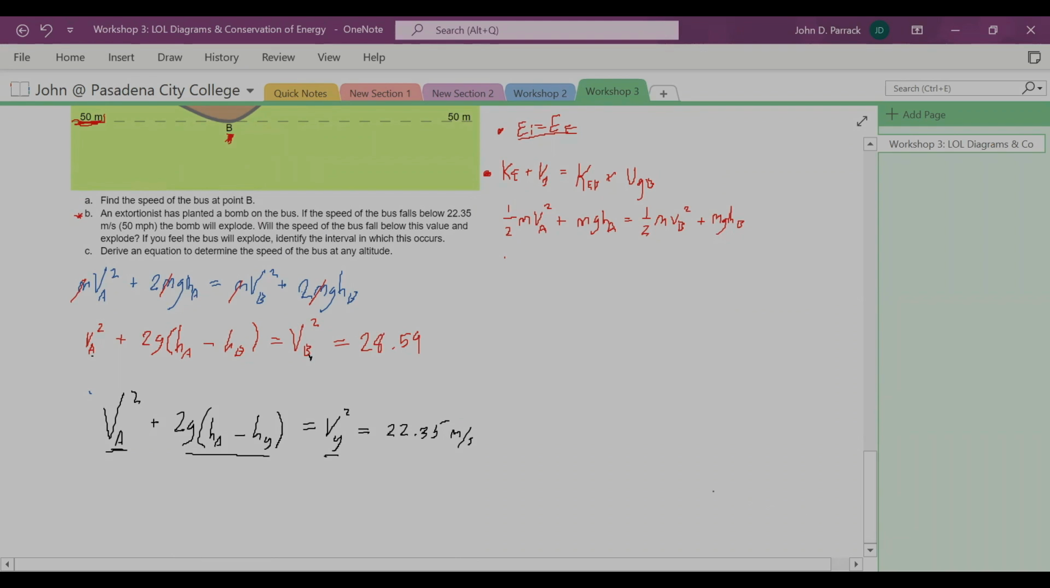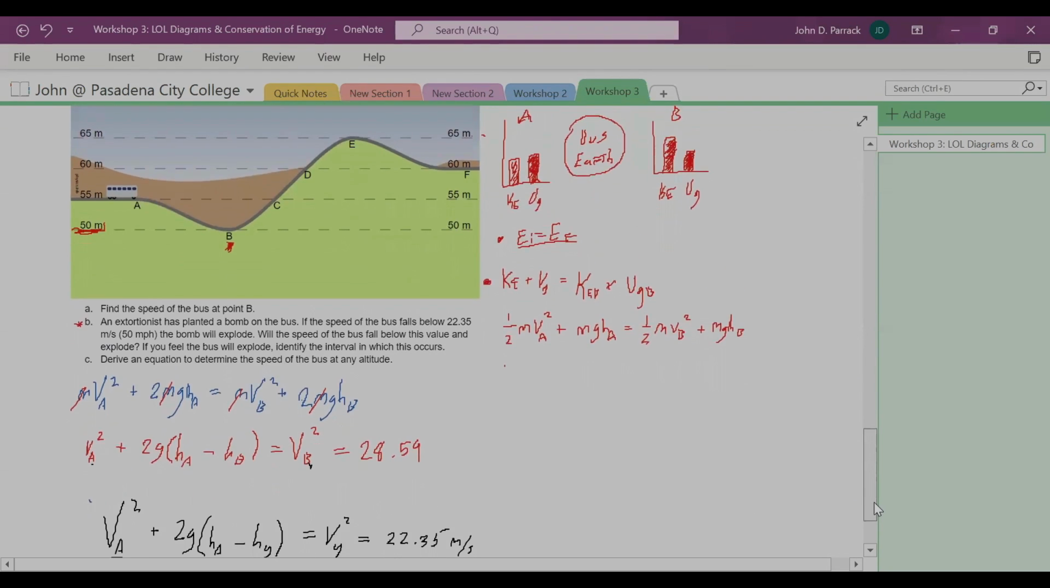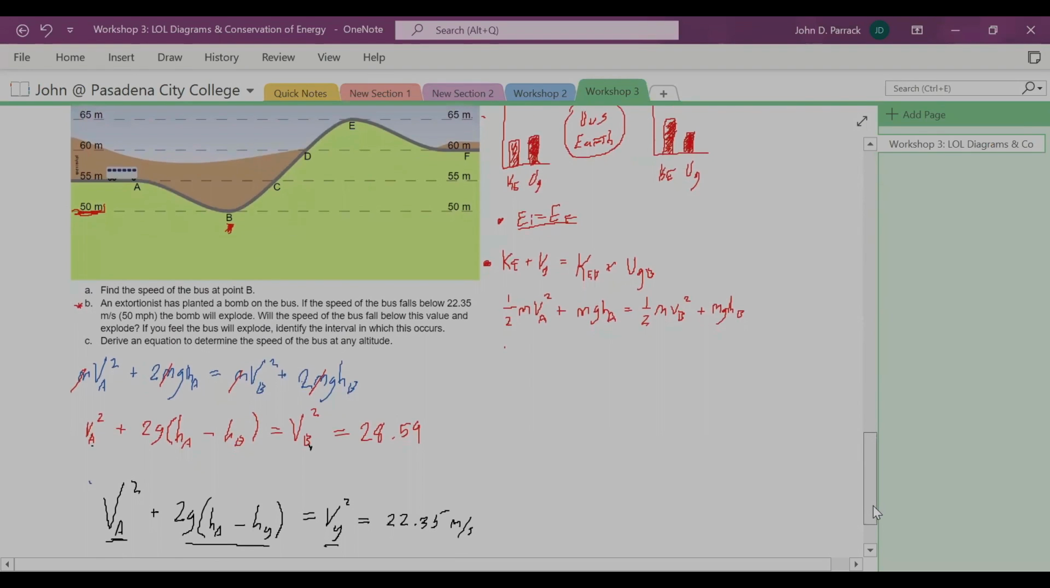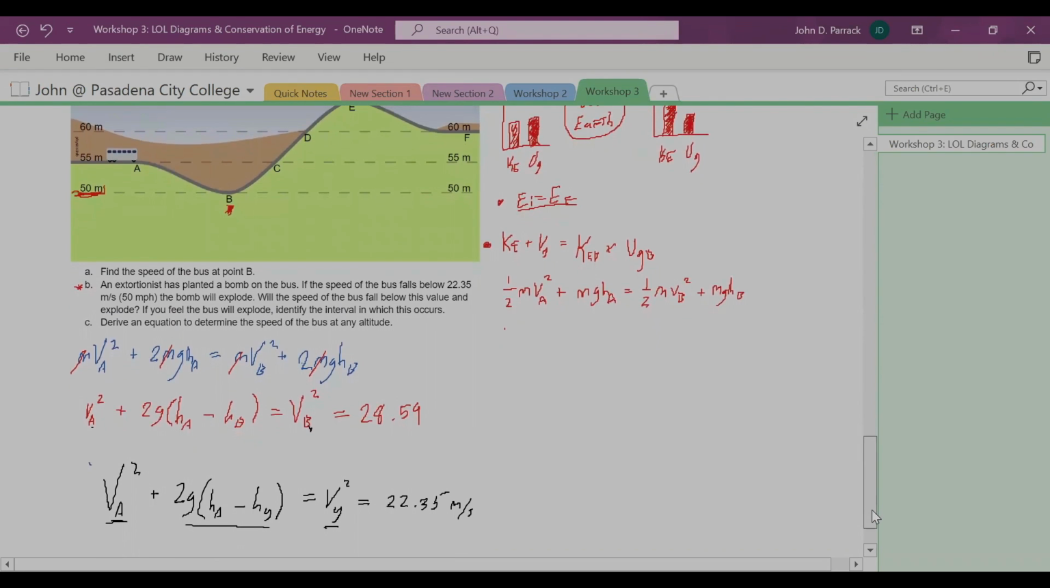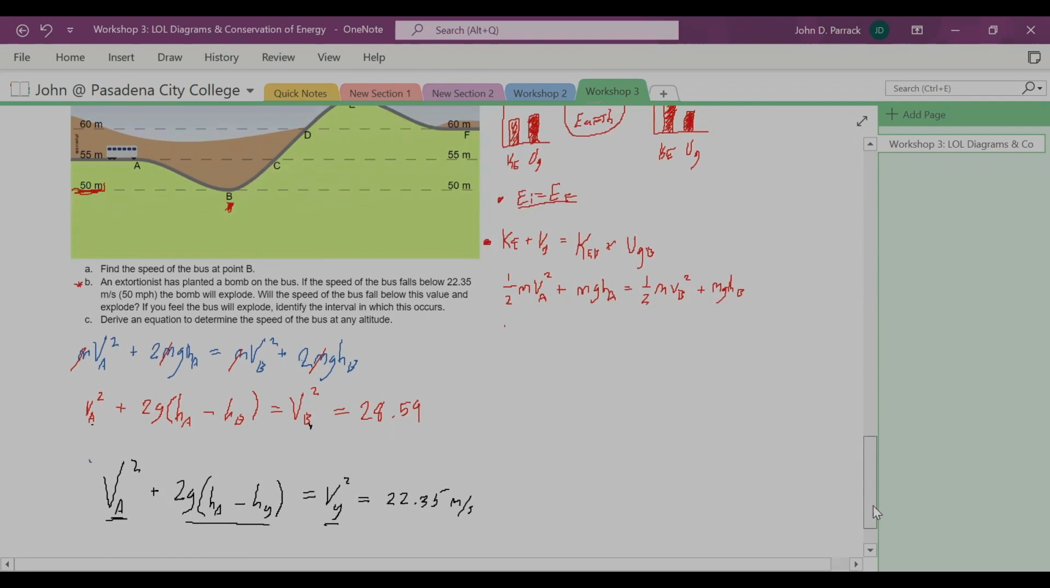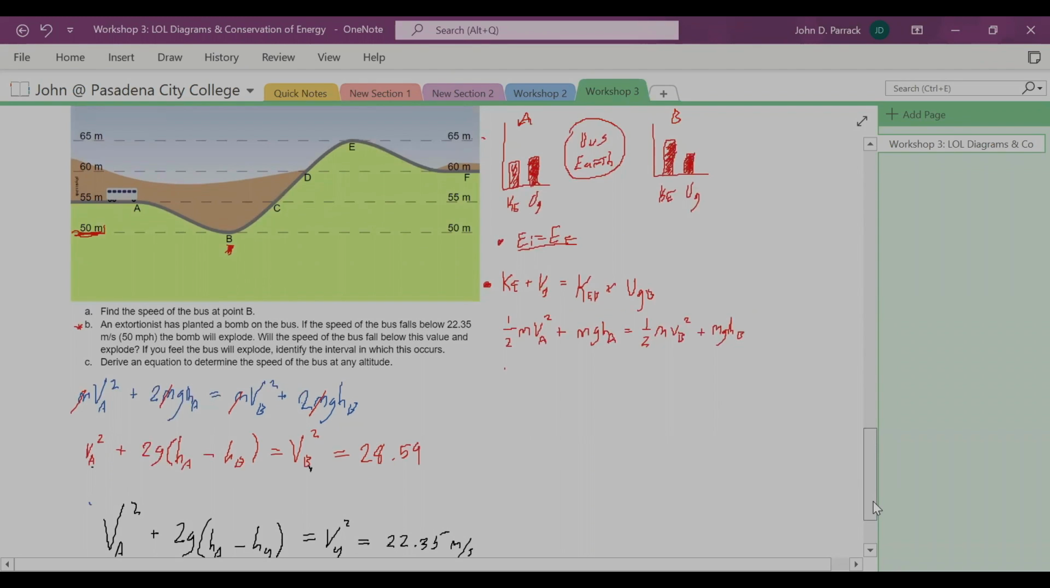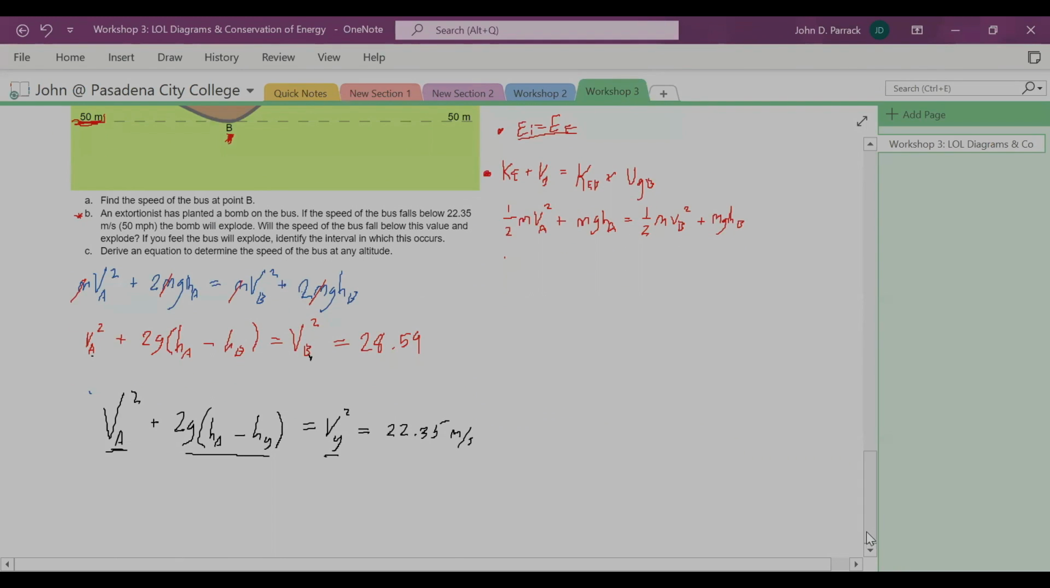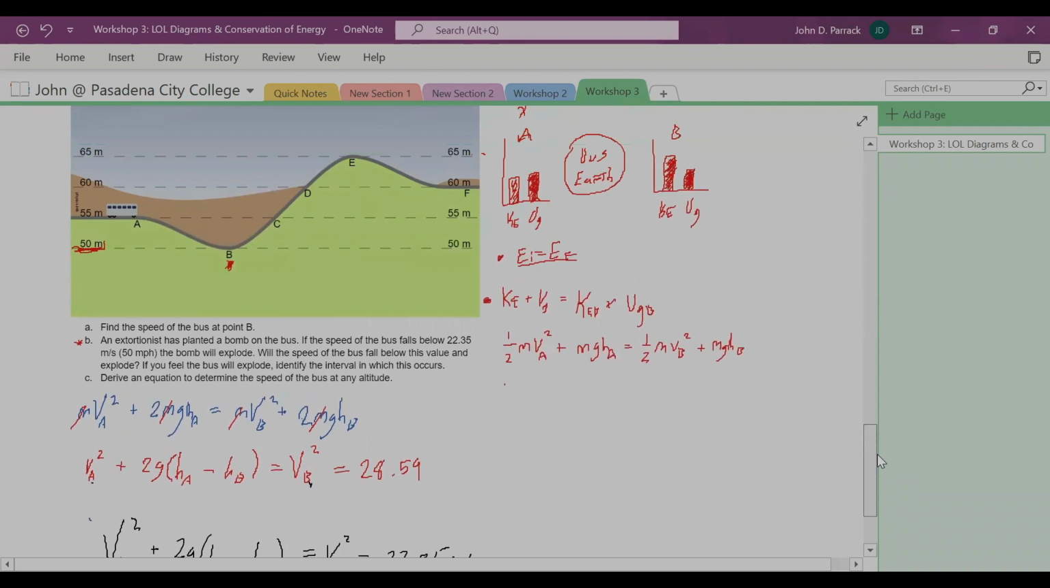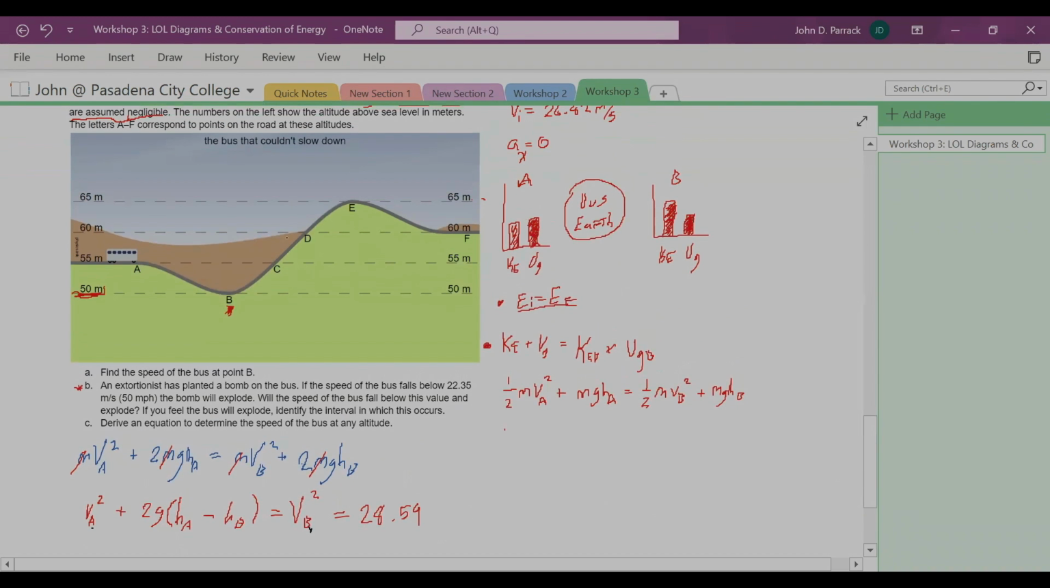So let's see here. We want to identify the interval over which this occurs. Part C says derive an equation to determine the speed of the bus at any altitude. And part B says over which interval. So let's do the interval part first. We're basically already there with B and C with what we've done here. So let's just try some points. If they give us an interval, then we can just test out some numbers. So let's see if by the time we reach point D, are we going too slow?